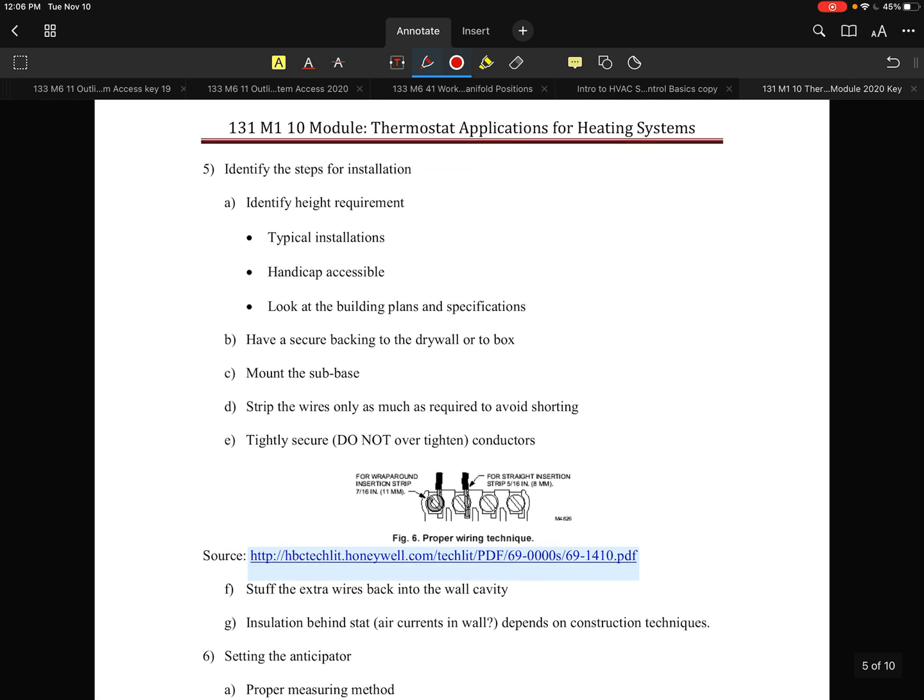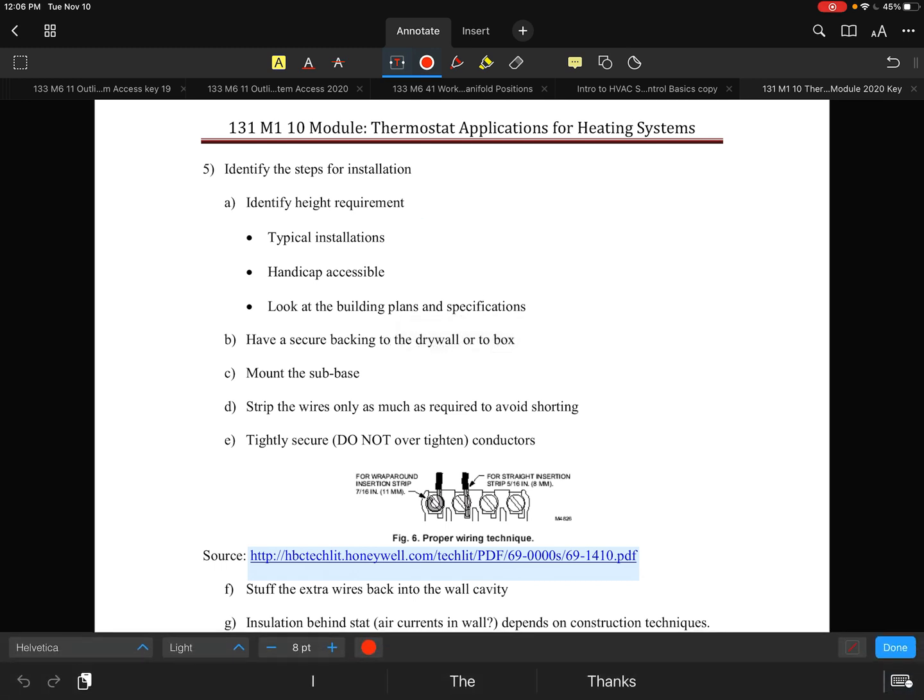So in this particular lecture, we're going to take a look at some of the installation steps, the required installation steps, and what we need to do. So I think once you've covered the basics and decided, all right, this is the thermostat I'm going to use, I've got to look at my application.